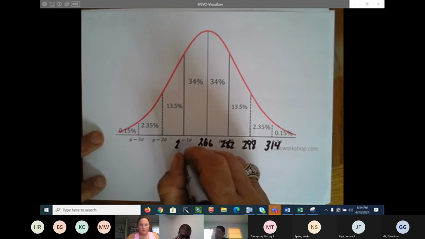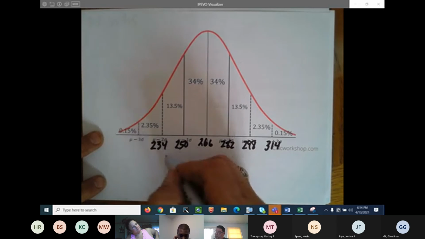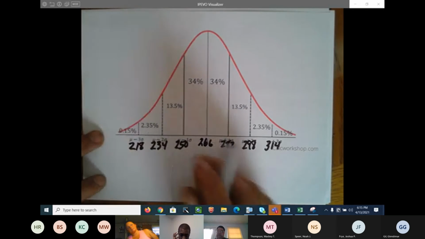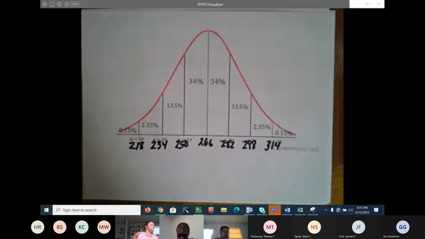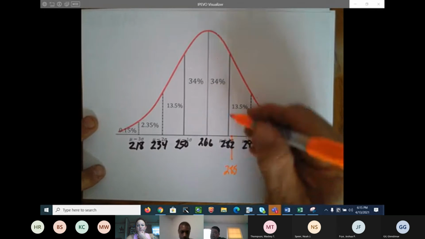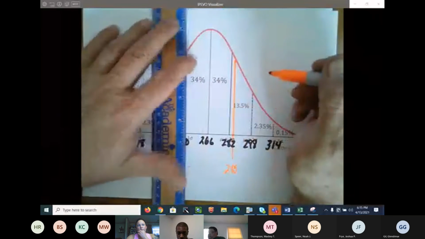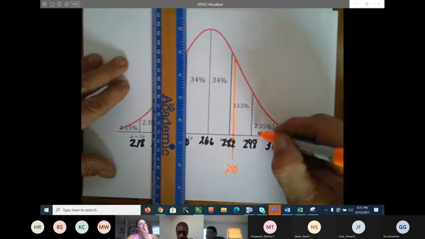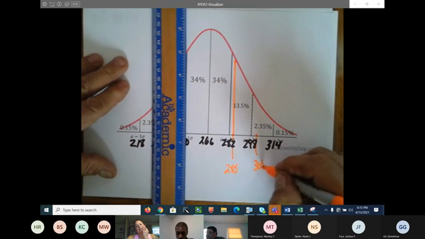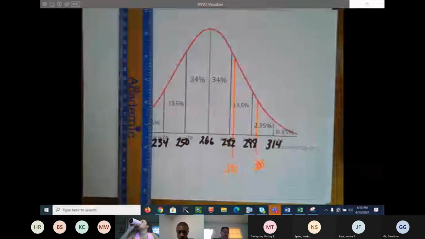This is B. There's a B to this question. Okay, the second part, or B, and I'm going to do this in orange. At 285, and 305. And this is the highlight.